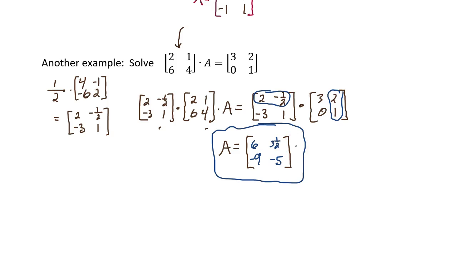Let's summarize the lesson. We looked at how to solve what's called a matrix equation, how to figure out what an unknown matrix is. And the technique is to first find an inverse matrix and then to multiply by that inverse matrix.